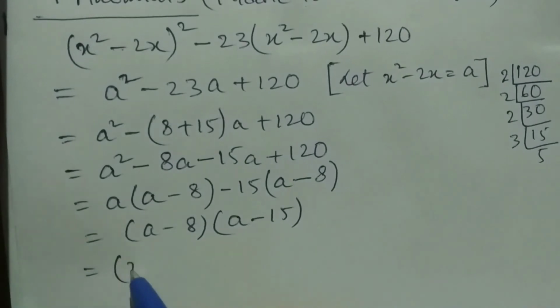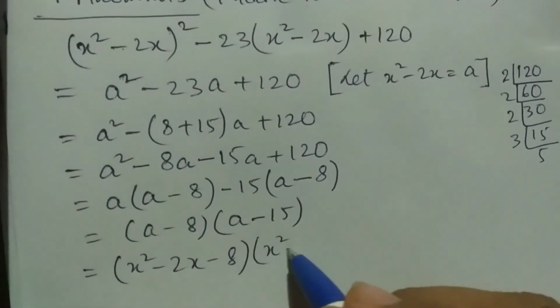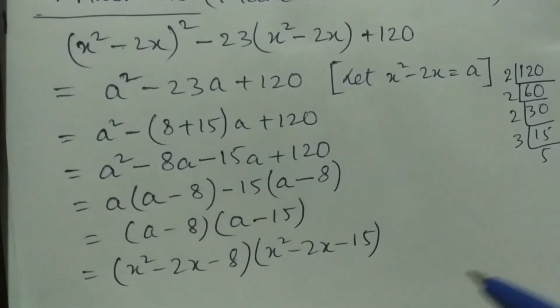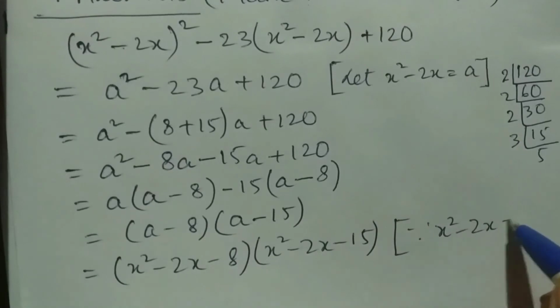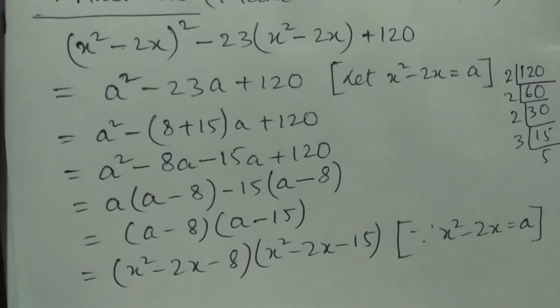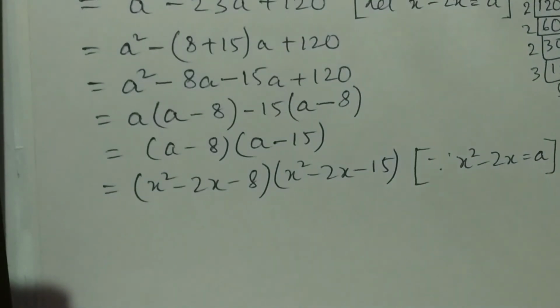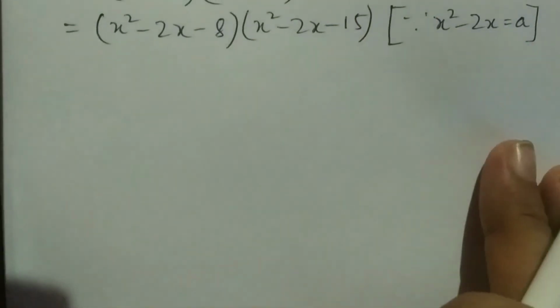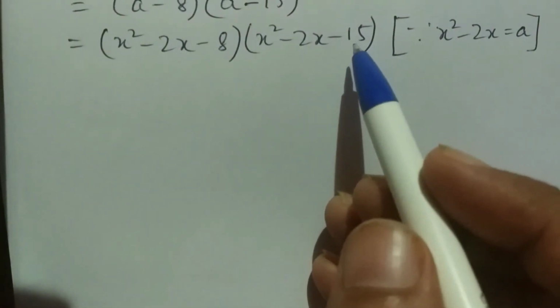So x square minus 2x minus 8 and x square minus 2x minus 15. Here we need to write, since x square minus 2x is equal to a. Now you have to see whether these are again factorizable or not, means whether x square minus 2x minus 15 is factorizable or not.